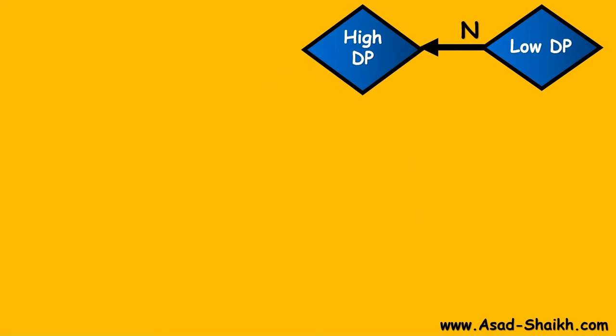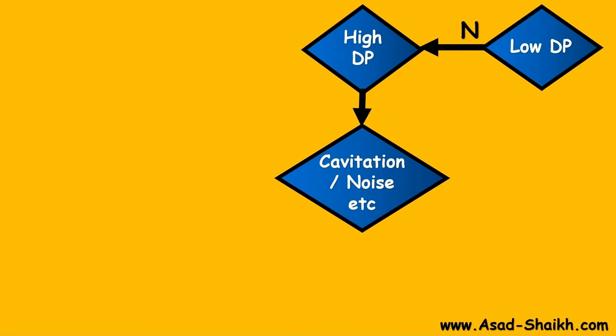Let's get to our algorithm again. So if you have low DP, no, the DP is high. If the DP is high, then you need to know how high the DP is. For that, the first thing to notice is whether cavitation, noise, etc., are anticipated.